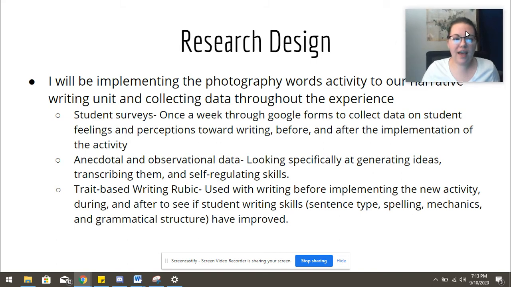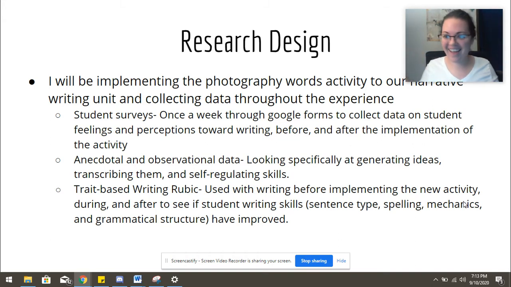All right, research design. I will be implementing the photography words activity by Shanna Haynes to our narrative writing unit and collecting data throughout that experience. So I really loved the project and article I read by Shanna Haynes where she had students take home cameras and take pictures and bring them back to write about them. So that's what I'm going to implement, and I'm going to collect data throughout. So last spring I started doing this, and I got about 2 weeks in before COVID hit.